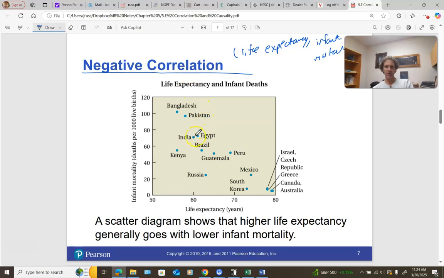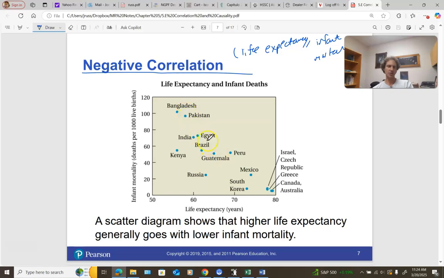Okay. Well, because in these countries over here, look at these countries. Israel, the Czech Republic, Greece, Canada, Australia. Also, by the way, the U.S. would be in this area. These are the countries that probably tend to have the best health care in the world. Okay. And in these countries over here, the quality of the health care may not be as great, okay, and so consequently we would expect to see a higher incidence in infant mortality. That's actually what we see.